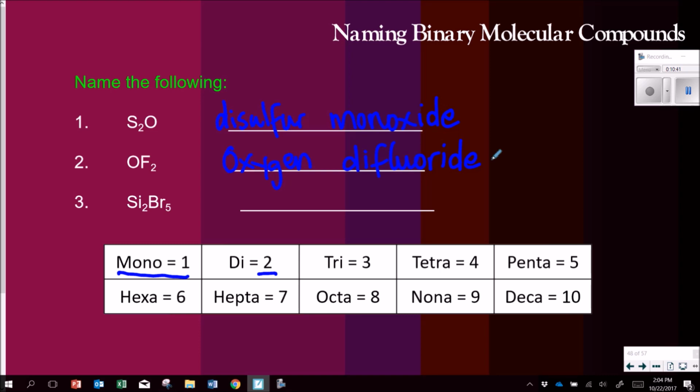Finally, we have Si2Br5. Si is silicon, and we have 2 silicons, so it is disilicon. We have 5 bromines. Bromine changes to bromide. 5 is penta, so pentabromide.